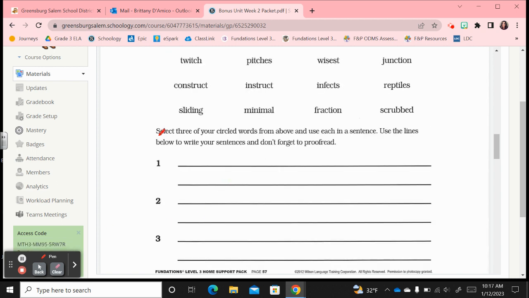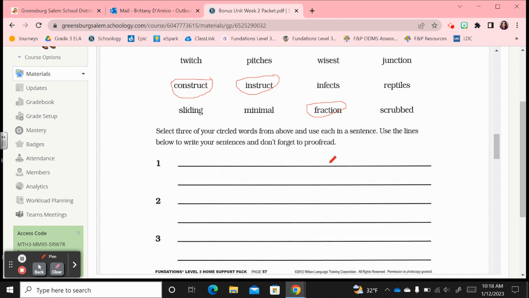Now down below it says select 3 of your circled words from above. So I remember construct, I remember instruct, and I remember fraction. Those are some of the recent ones I just did. And then it wants you to use each one in a sentence. Use the lines below to write your sentences and don't forget to proofread. Your sentence should start with a capital and end with punctuation. And I think I gave you some sentences as I went over those.